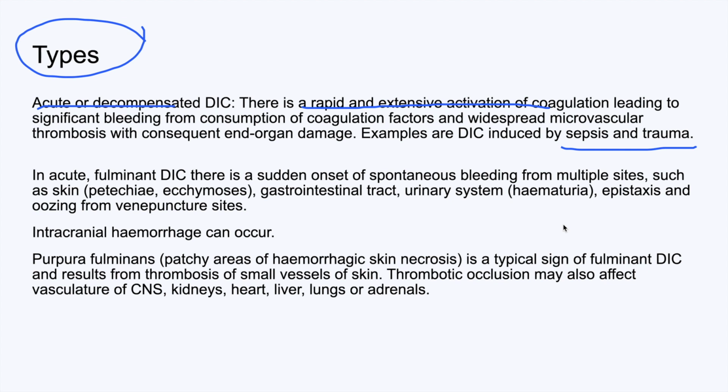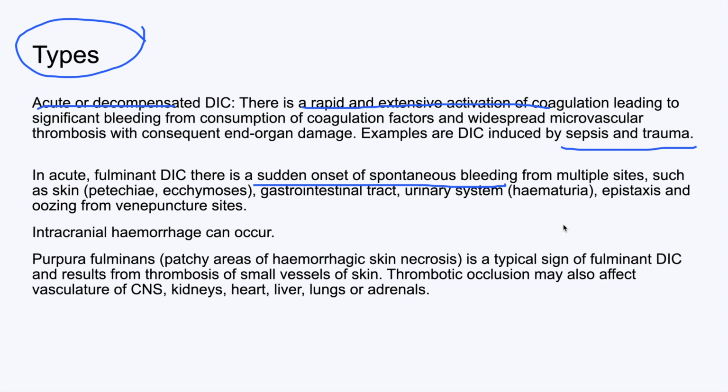So what will happen in acute? There will be sudden onset of spontaneous bleeding. Again, bleeding can be into the skin, into the GIT tract. They can have hematuria, epistaxis, oozing from the venipuncture site. So these can be present.